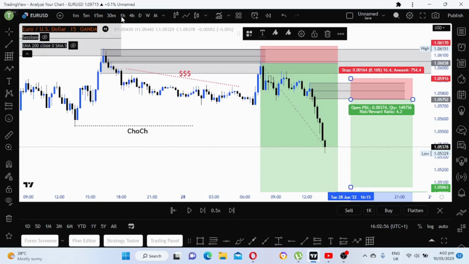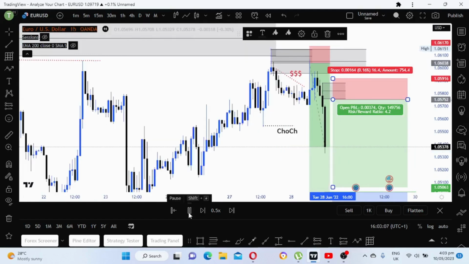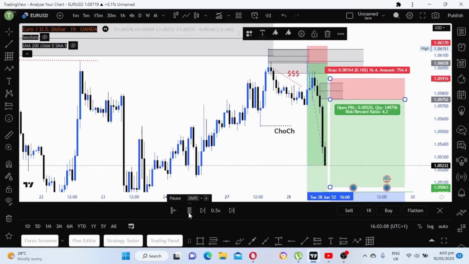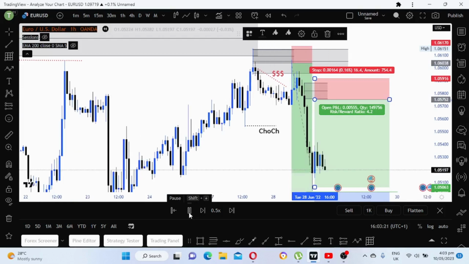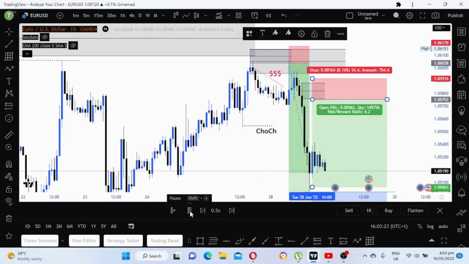So let's continue. As you can see, change of character happened, so we wait for price. Price didn't go back. So we wait now. Let's just be patient and watch the market.